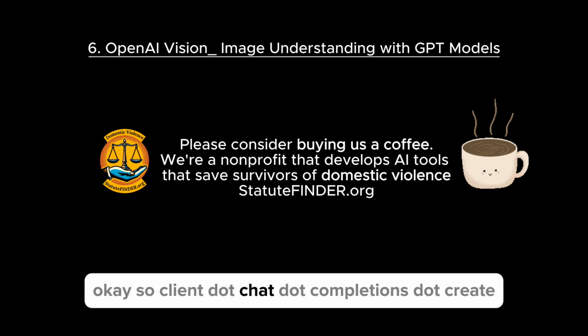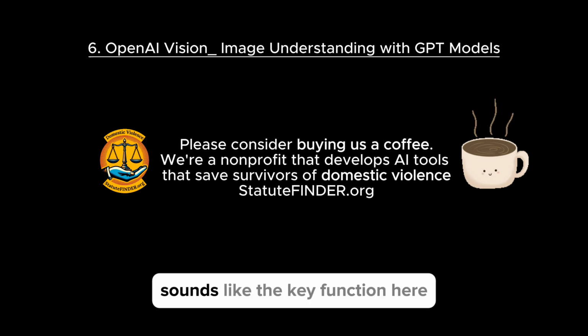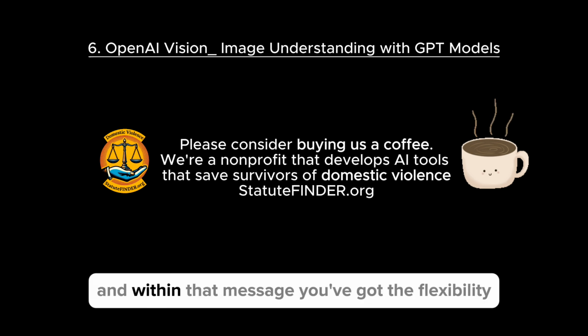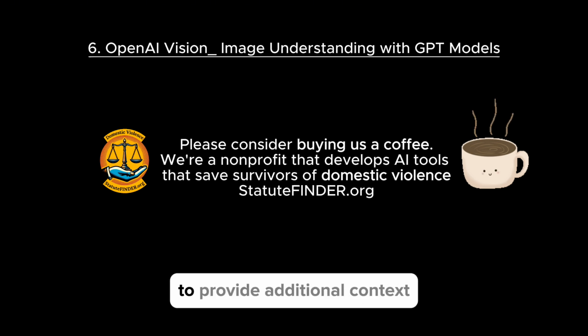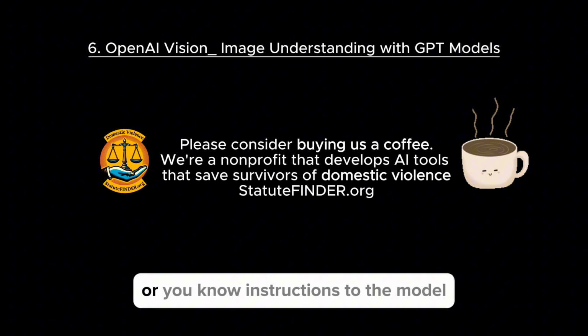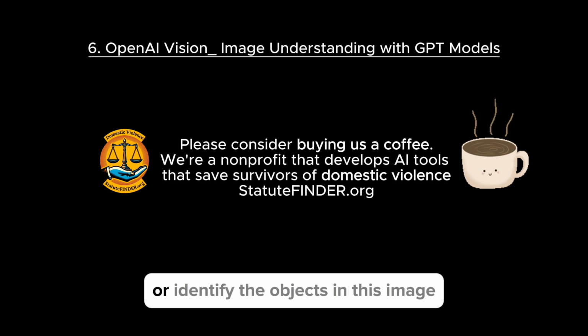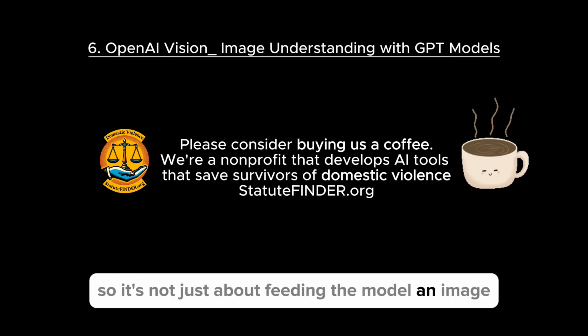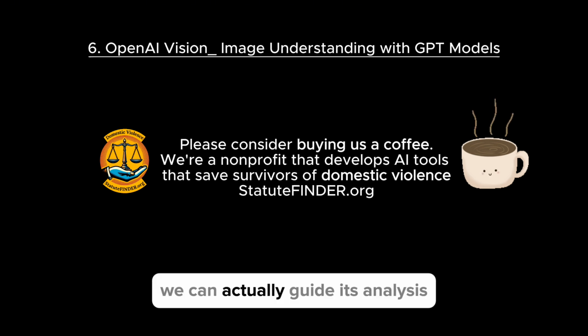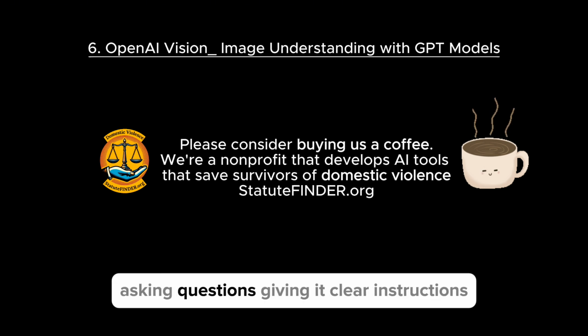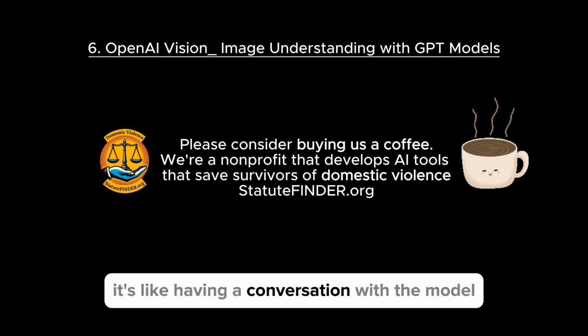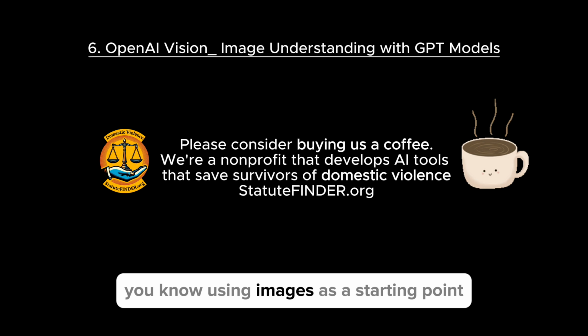Okay, so client.chat.completions.create sounds like the key function here. This is where we tell the model what we want it to do with the image. Exactly. And within that message, you've got the flexibility to provide additional context or instructions to the model. Like you could say, describe the scene in this image or identify the objects in this image. So it's not just about feeding the model an image and hoping for the best. We can actually guide its analysis, asking questions, giving it clear instructions. It's like having a conversation with the model, using images as a starting point.